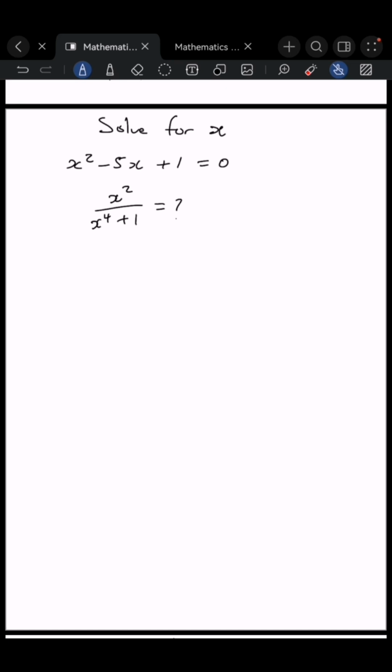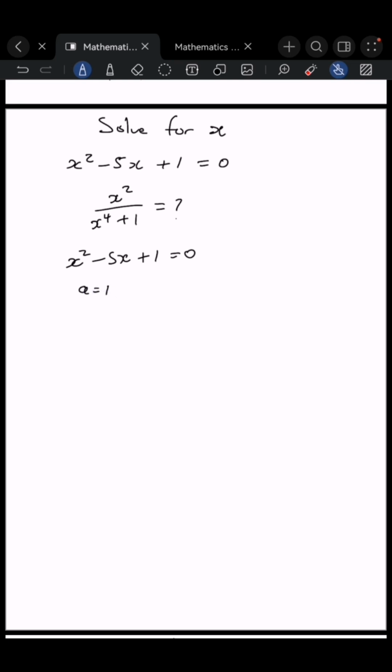Solve for x, where x squared minus 5x plus 4 plus 1 is equal to 0, and evaluate x squared over x to the power of 4 plus 1. Alright, so we're going to say x squared minus 5x plus 1 is equal to 0.